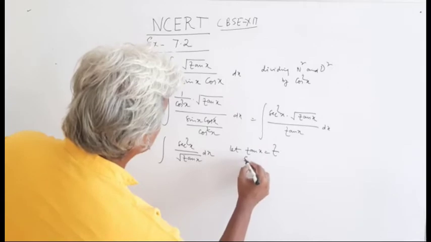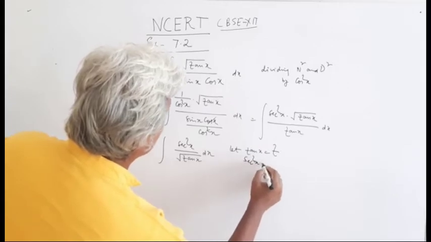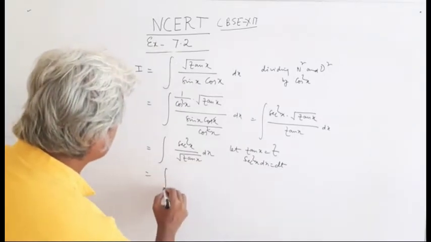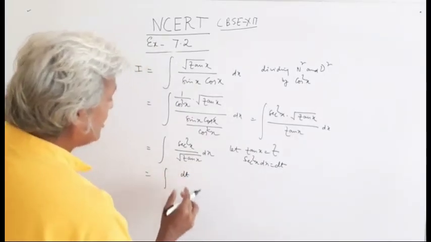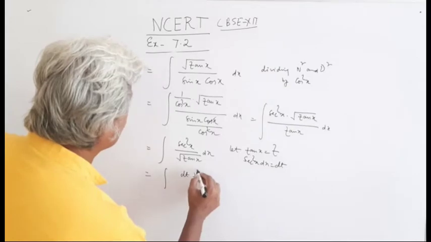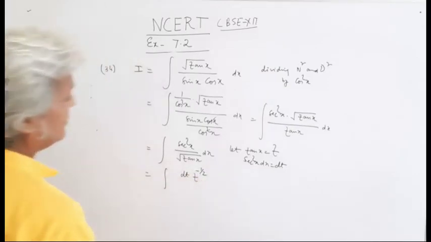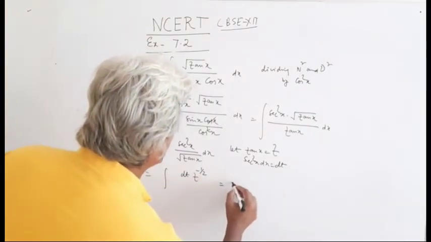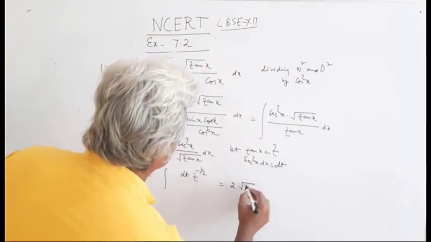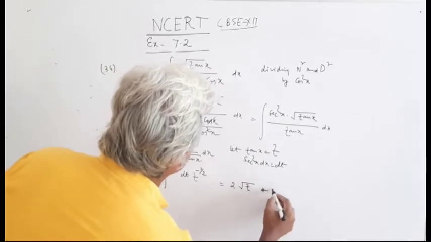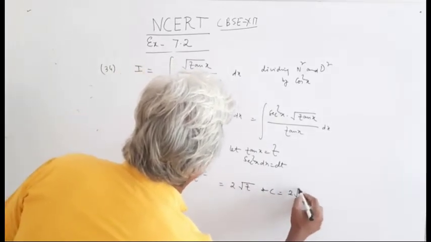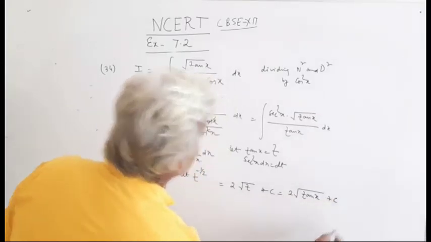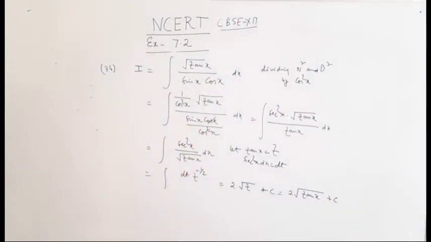On differentiation you get sec square x dx as dt. So this question becomes dt upon under root t. I can write this as t to the power minus half dt, and on integration this gives you 2 root t plus c, and root t you can now write as root tan x, so 2 root tan x plus c. This is all about this question.